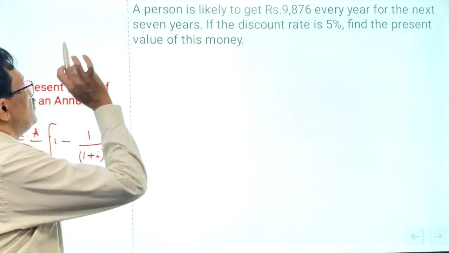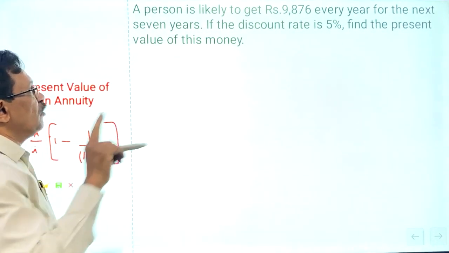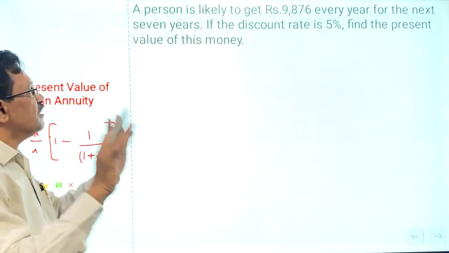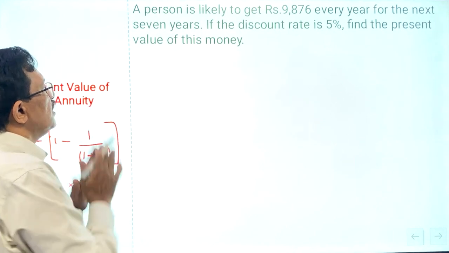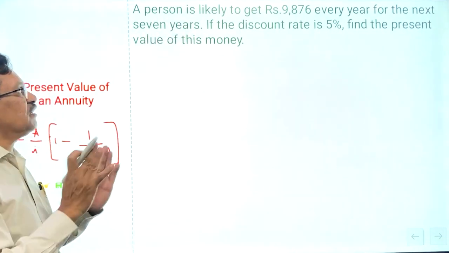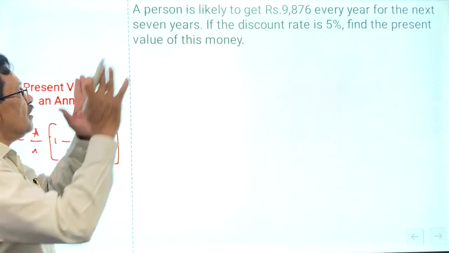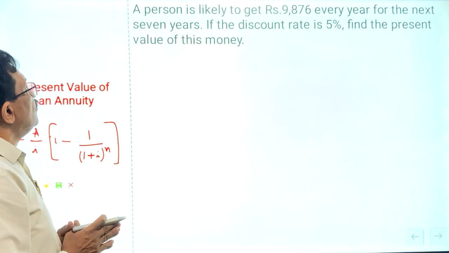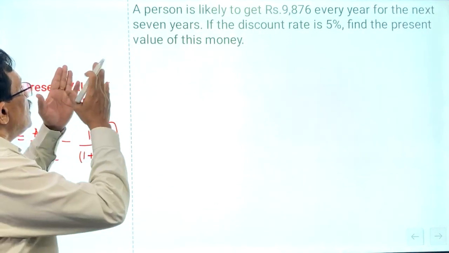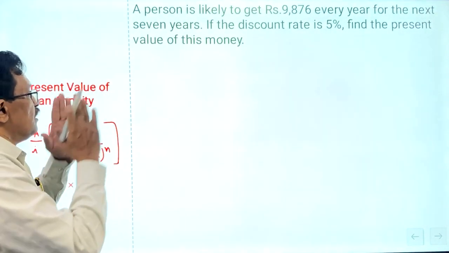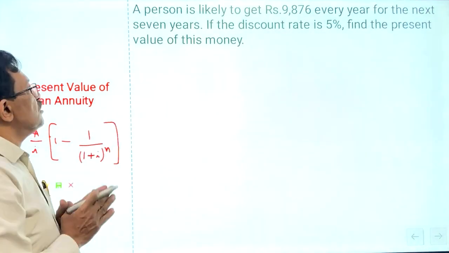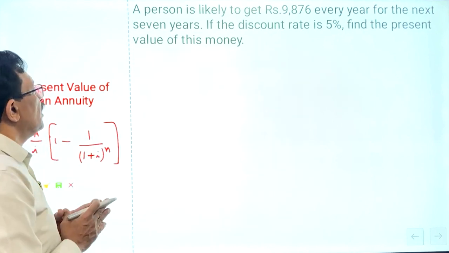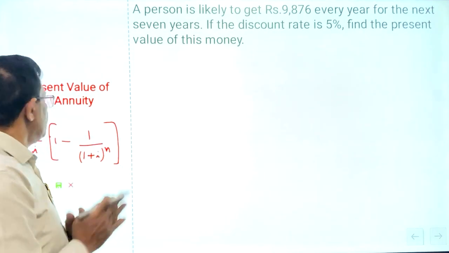So let us read the problem again. A person is likely to get 9,876 every year for next 7 years. So let us understand that A is nothing but here 9,876 and I is 5%, that is nothing but 0.05. Then N is nothing but 7 years. Find the present value of the money. Let us use this formula for computing the present value of annuity.